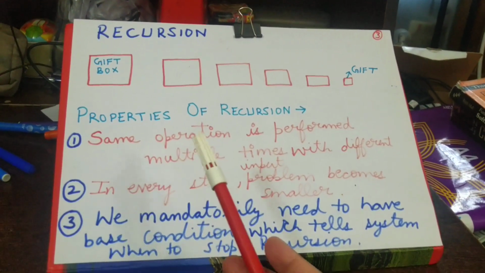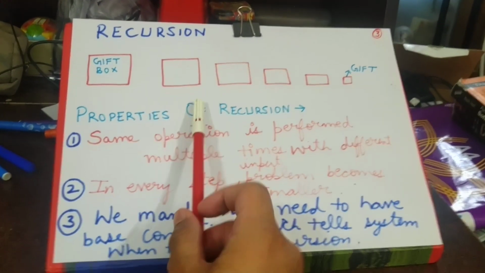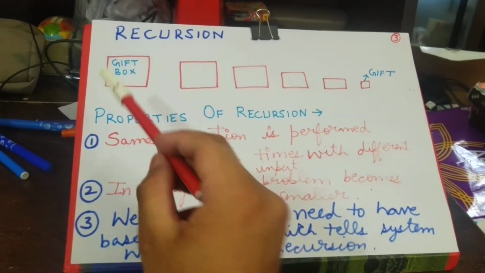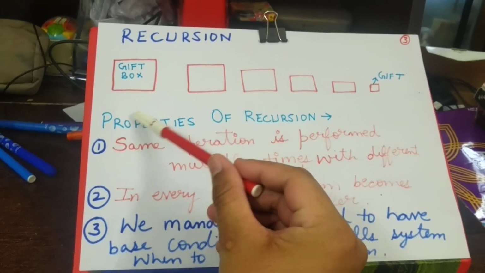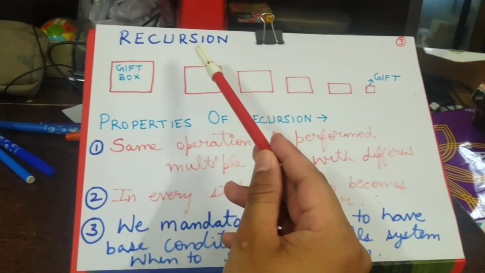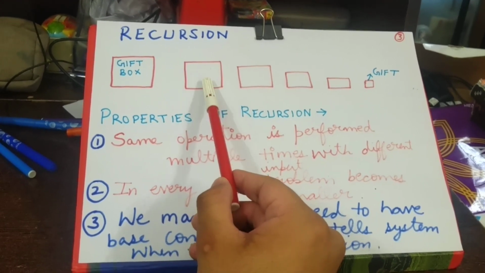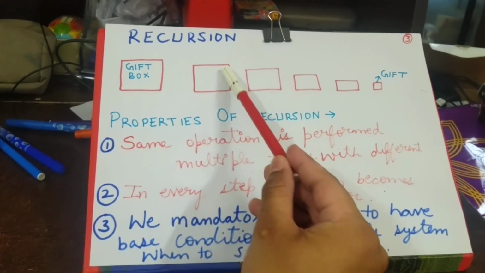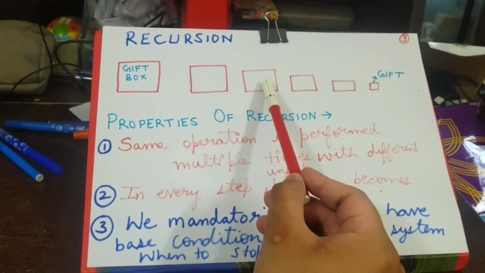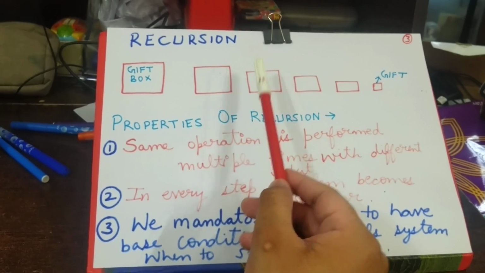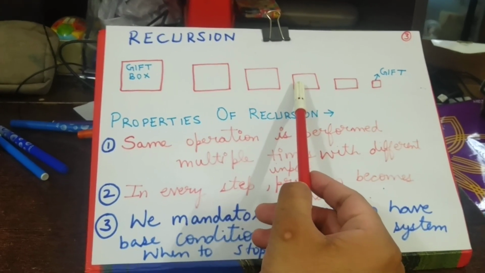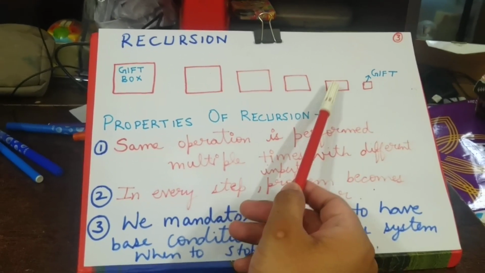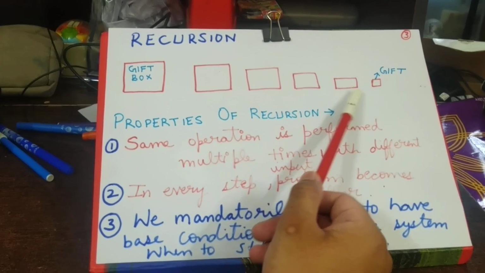Okay, the topic we are going to do is recursion. Suppose today is a birthday, we get a gift box. Okay, we open that gift box, and inside the gift box, we get the second gift box. When we open this second gift box, we get the third gift box. When we open this third gift box, we get the fourth gift box. On opening this fourth gift box, we get the fifth gift box, and finally we get our gift.